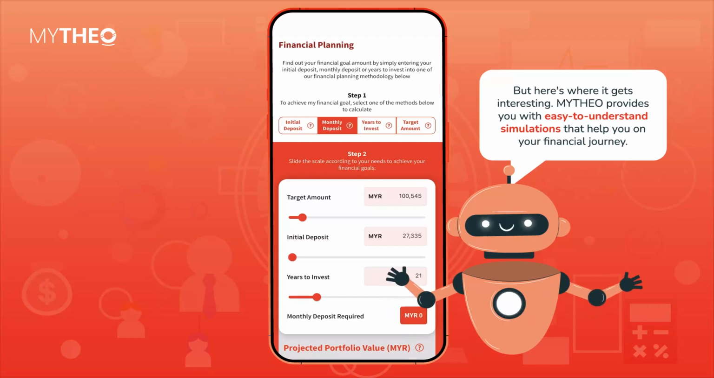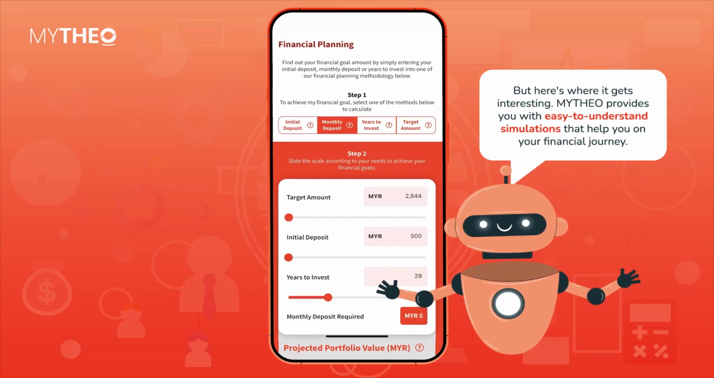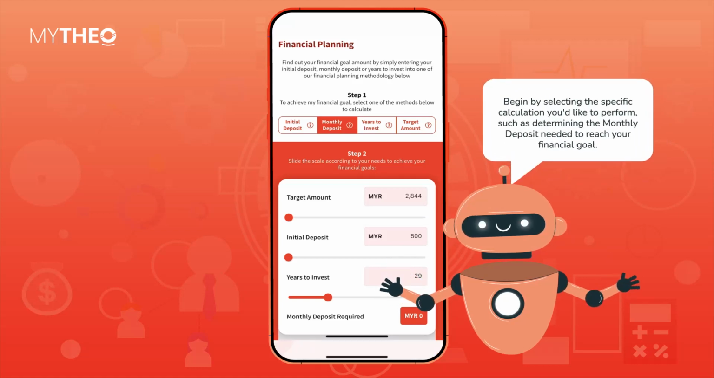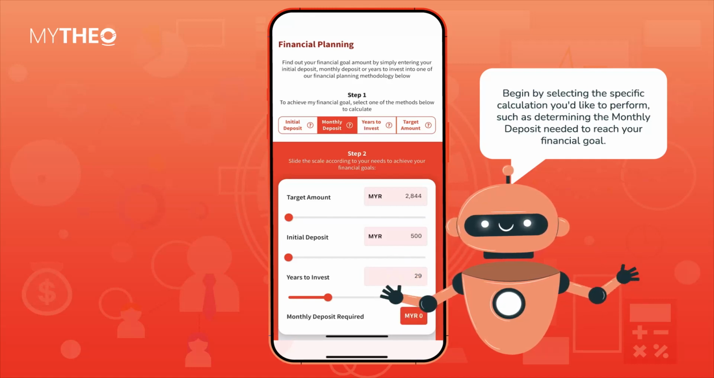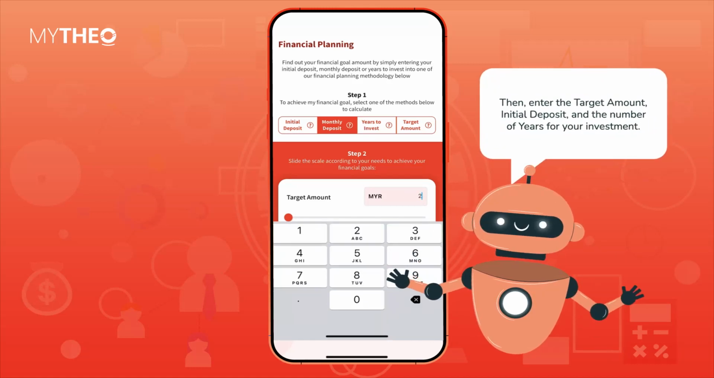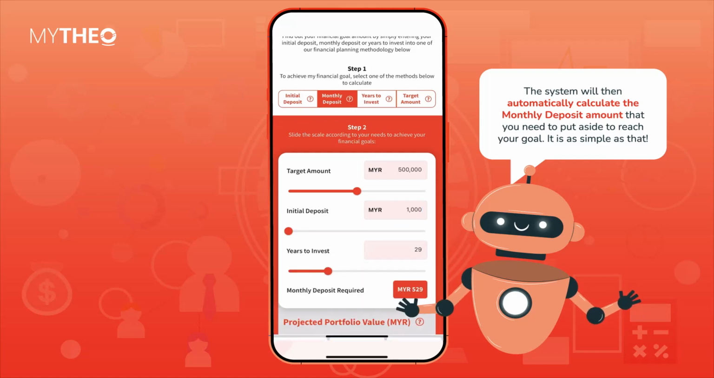But here's where it gets interesting. MYTHEO provides you with easy-to-understand simulations that help you on your financial journey. Begin by selecting the specific calculation you'd like to perform, such as determining the monthly deposit needed to reach your financial goal. Then, enter the target amount, initial deposit, and the number of years for your investment. The system will then automatically calculate the monthly deposit amount that you need to put aside to reach your goal. It is as simple as that.